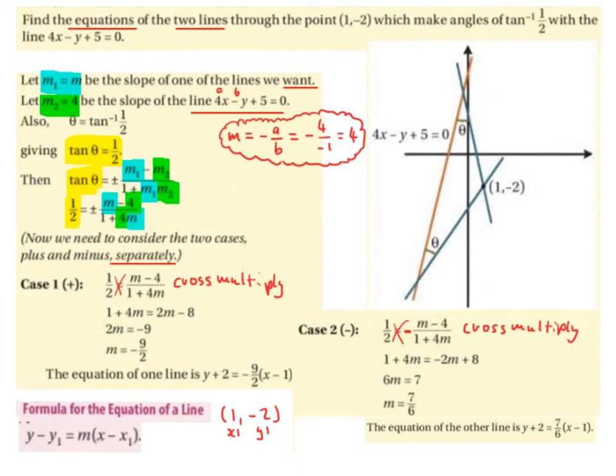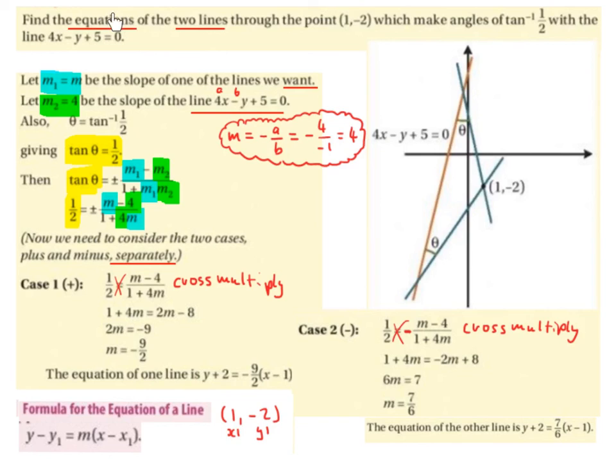Case 2 is where we have a minus. So we have a half equal to minus m minus 4 divided by 1 plus 4m. Again, we cross multiply. We get 1 plus 4m is equal to minus 2m plus 8, which gives us 6m is equal to 7. So m is equal to 7 over 6. So the equation of the other line is y plus 2 is equal to 7 over 6 times x minus 1. Again, we use the equation of the line formula and the point 1, minus 2 for x1, y1 values, which again was given to us in the question.